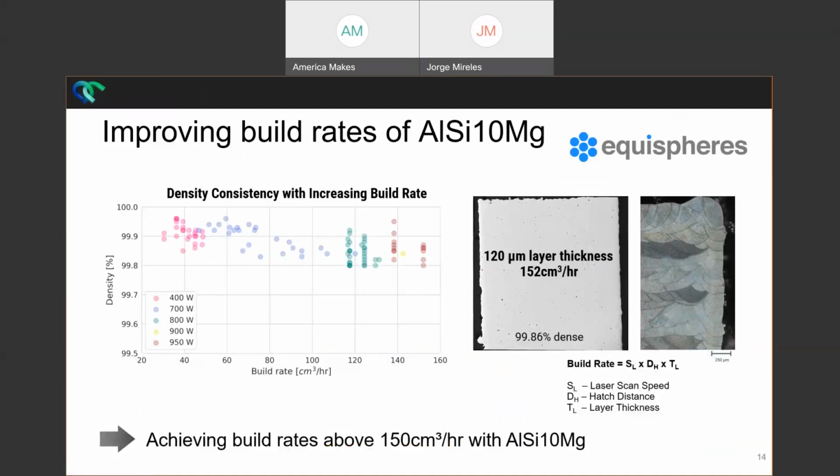But on this next slide, you see a graph showing improved build rates of specifically AlSi10Mg, where they were able to achieve build rates above 150 cubic centimeters per hour without really sacrificing on density, right?